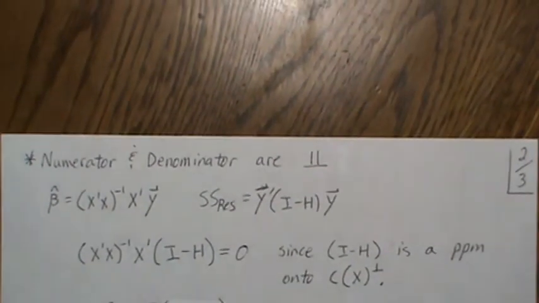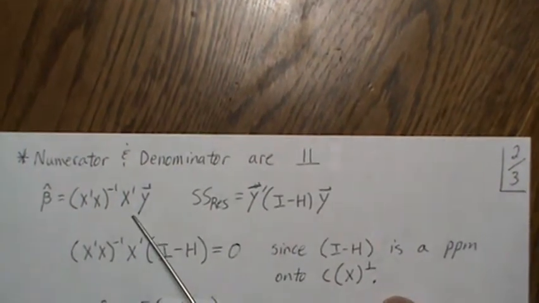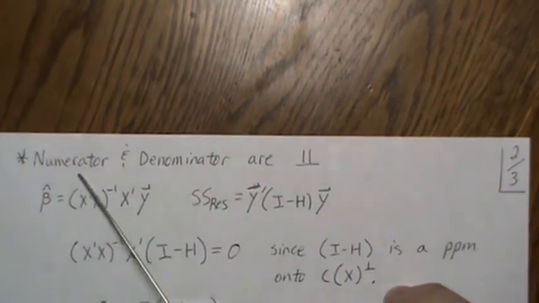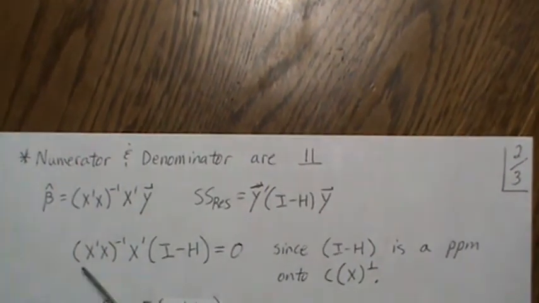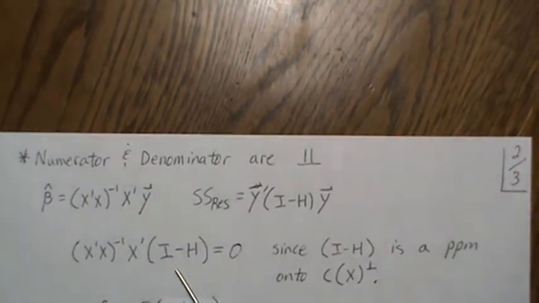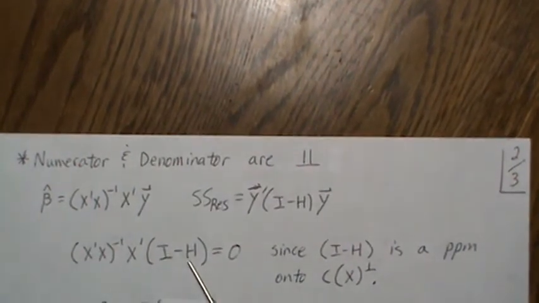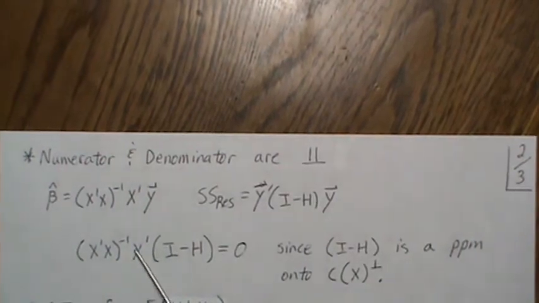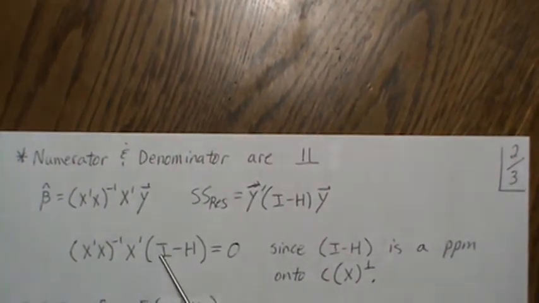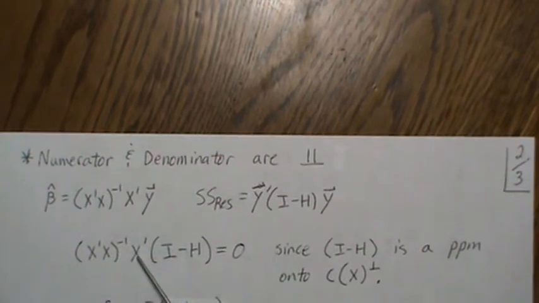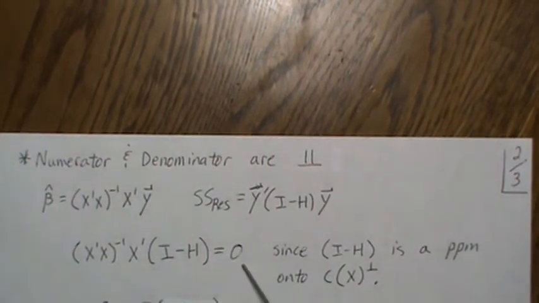So the numerator and denominator are independent, because if this is beta hat, and this is the sum of squares residual, and we take this first piece times the matrix here, it's 0. Now, without perpendicular projection matrix theory that we've been using, you would have to multiply this in, which is very doable, and show that it's 0. But we know instantly, because that's a perpendicular projection matrix onto the orthogonal complement of the column space of X. So anything in X times this is 0, right?